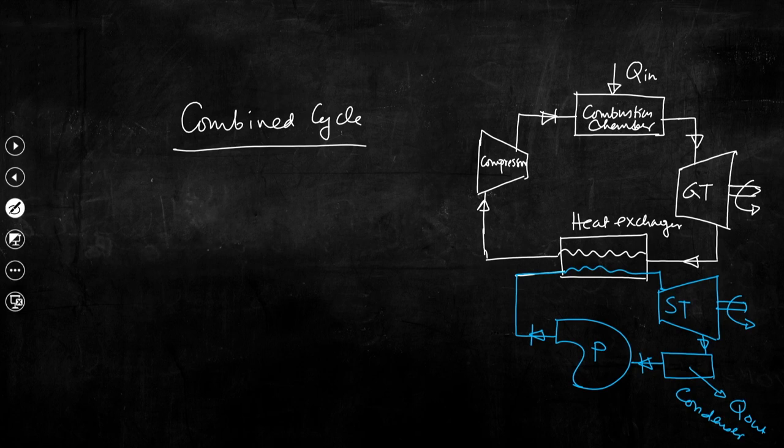So, we can say there are two cycles. One is known as the topping cycle, another is the bottoming cycle. We had seen that in a gas turbine unit, we have high exhaust losses. Had we not used the gas that comes out from the turbine in this heat exchanger, it would not have been possible to utilize that heat. It would not have been possible to recover that heat.